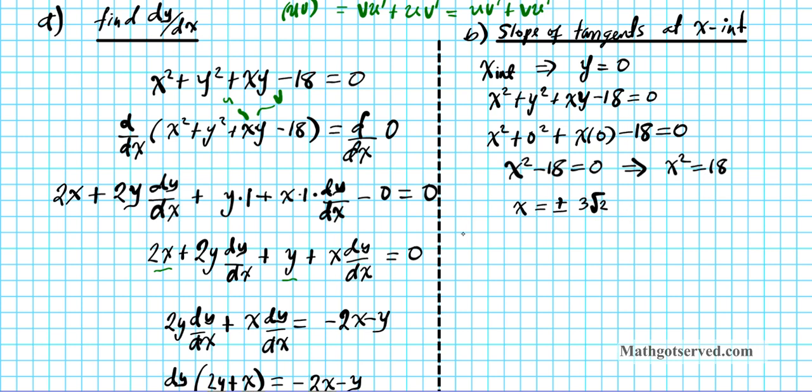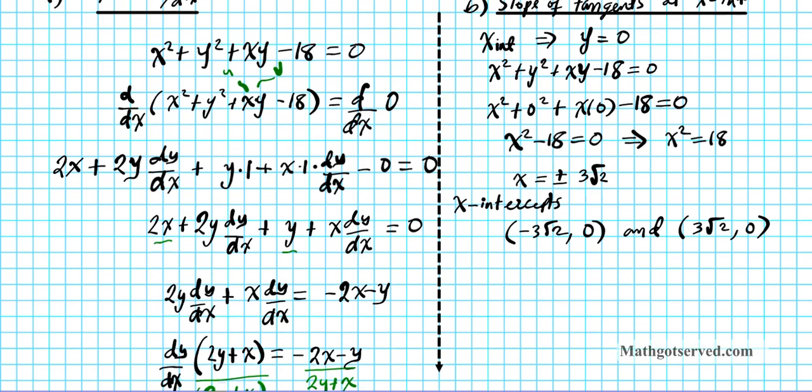Okay, so your x-intercepts are negative 3 root 2, what is the y coordinate? It's always 0, right, at the x-intercept, and 3 root 2, comma 0. All right, so there goes your x-intercepts. So the question is, is the slope of the tangent line at these two points the same, or are they different? Okay, so let's go ahead and evaluate it.